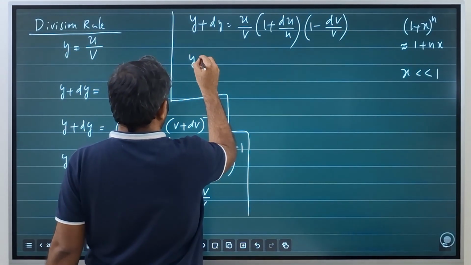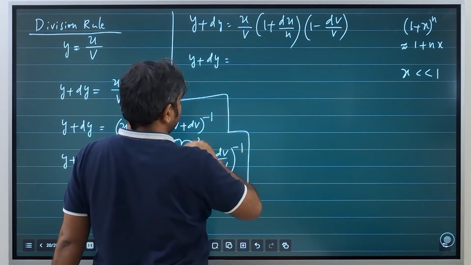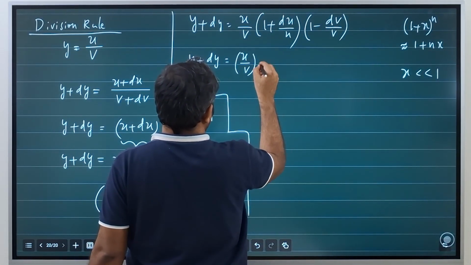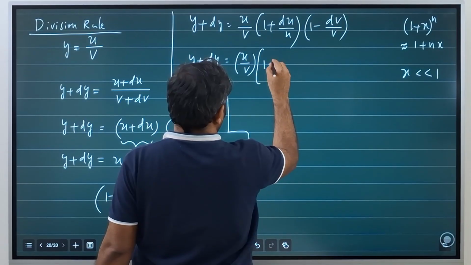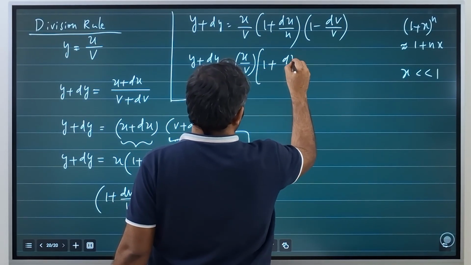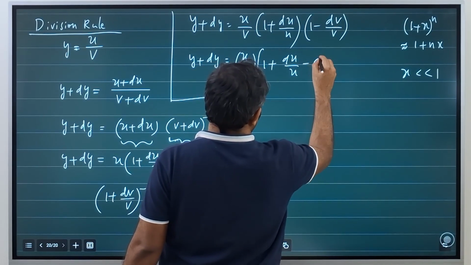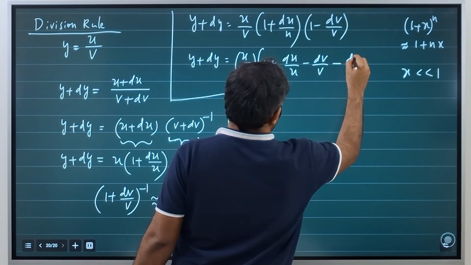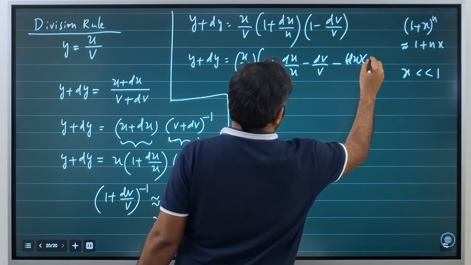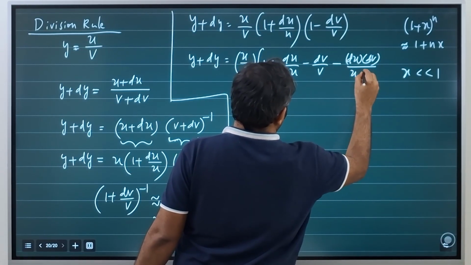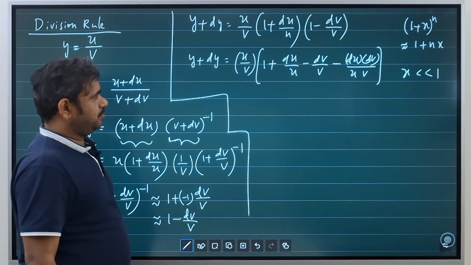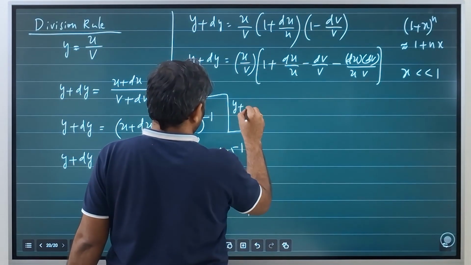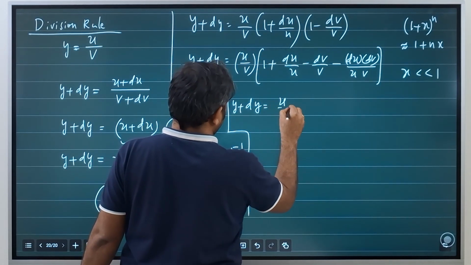Now multiply the right hand side terms. You will get u by v, 1 plus du by u minus dv by v minus du into dv by u into v. This is what you have, or this is y plus dy is equal to u by v.